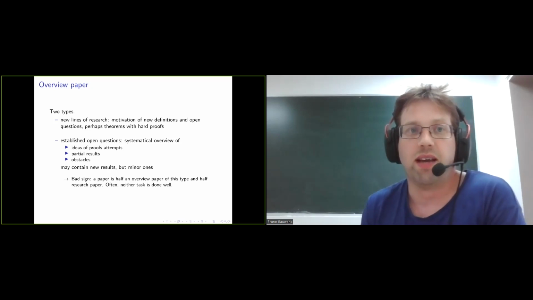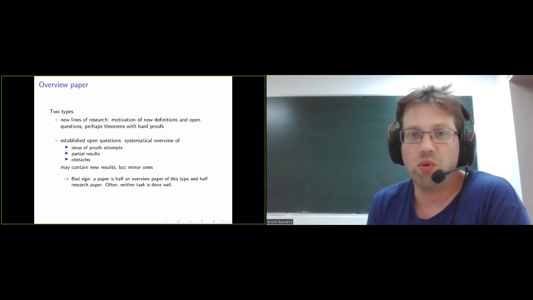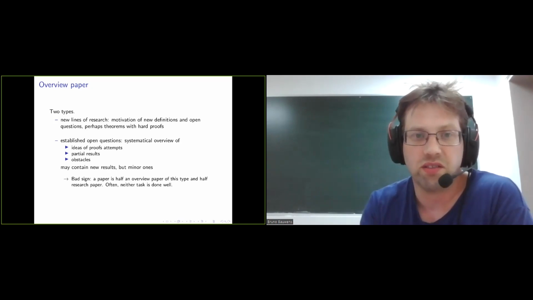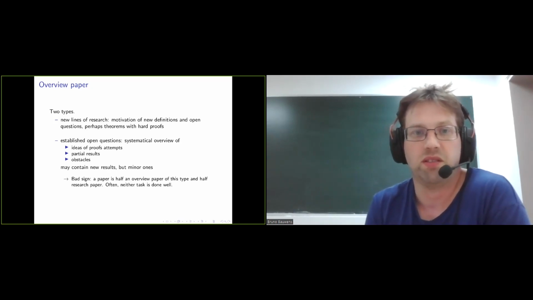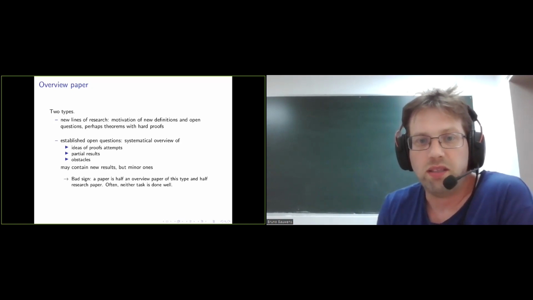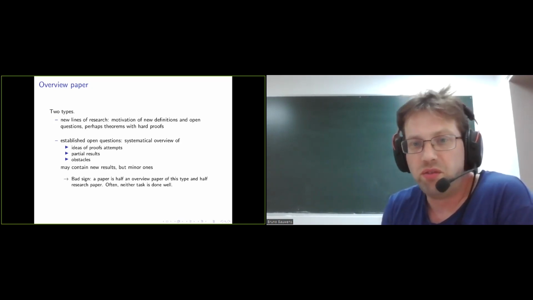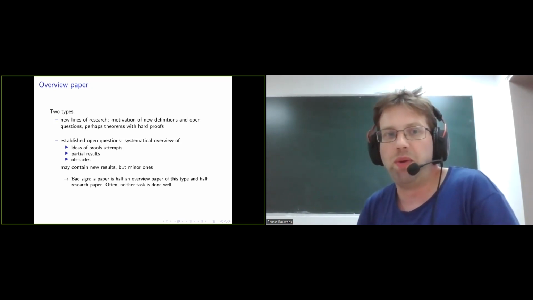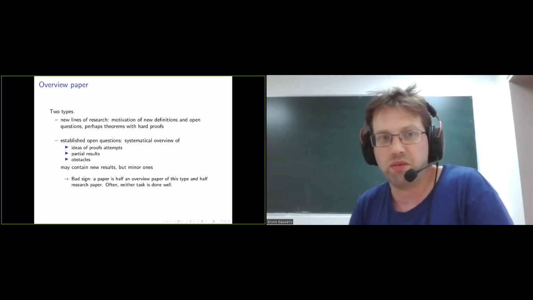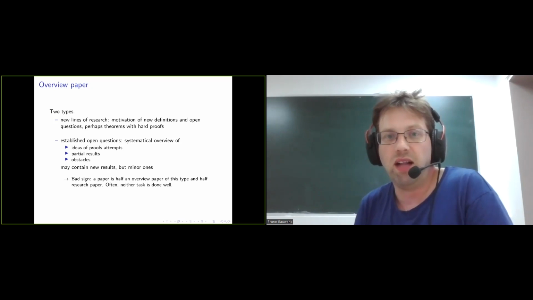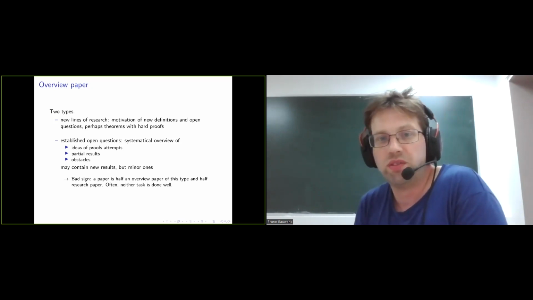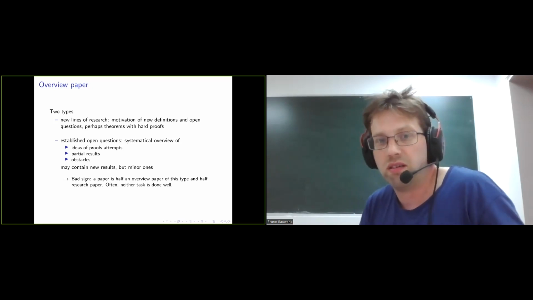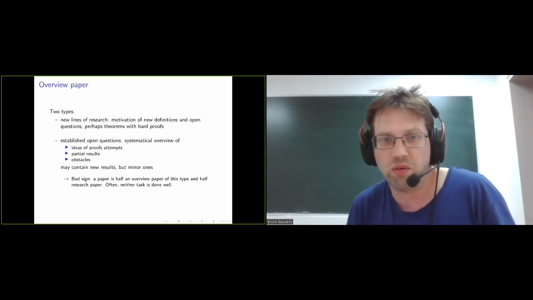And then there is a second type of overview paper that is devoted to systematically discussing all attempts to study an existing established open question. Such papers can contain minor new results. And I must say that in reviewing, I'm frustrated if a paper does not belong to a clear category, especially papers that are half systematic overview and half trying to solve an important problem. Because then everything is not optimized for either goal, and usually the author doesn't achieve either goal.